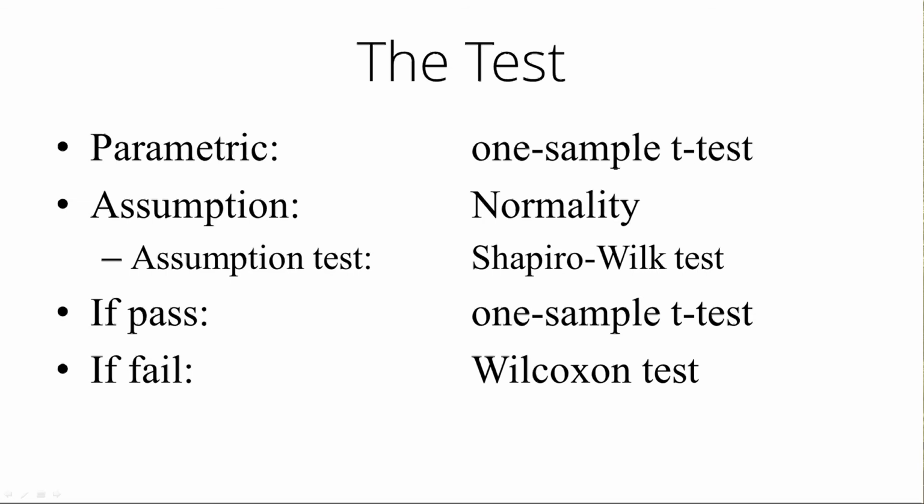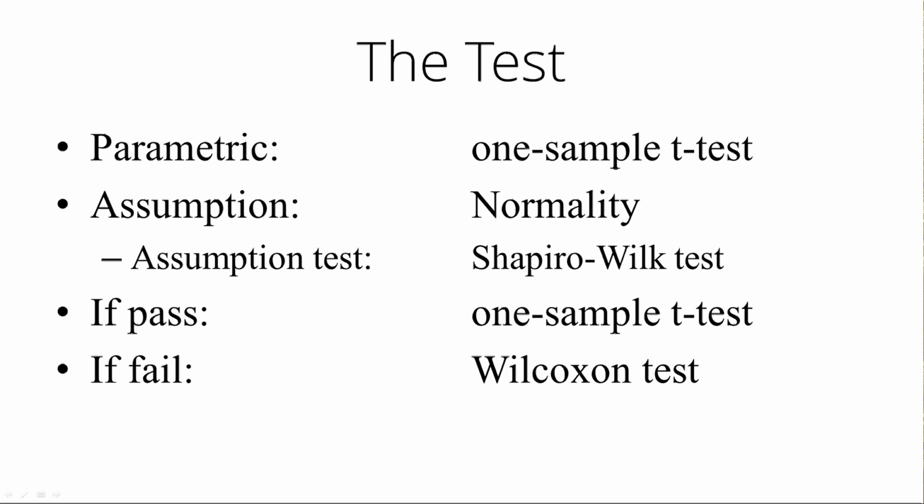When we talk about the normality assumption, what we're actually saying in shorthand is that we are assuming the data are generated from a normal population. So the assumption test is the Shapiro-Wilk test. If the data pass the Shapiro-Wilk test, we'll run the one sample t-test, which is the parametric test. If it fails, then we're going to run the non-parametric test, which is called the Wilcoxon test in this case.